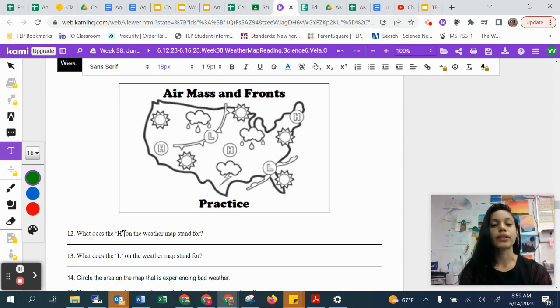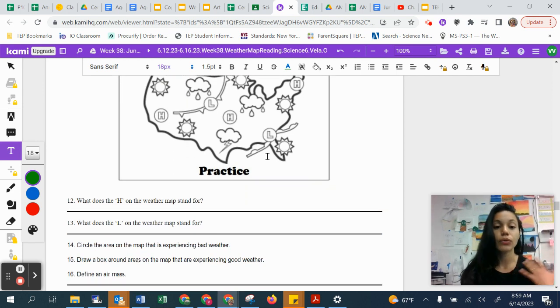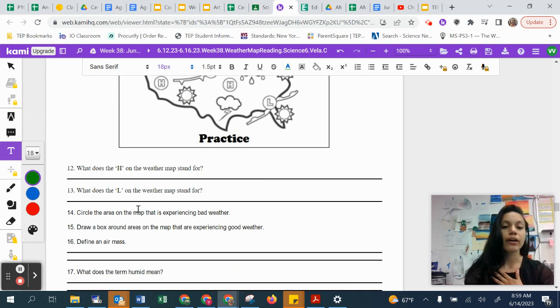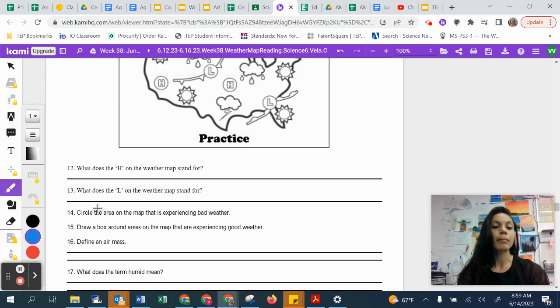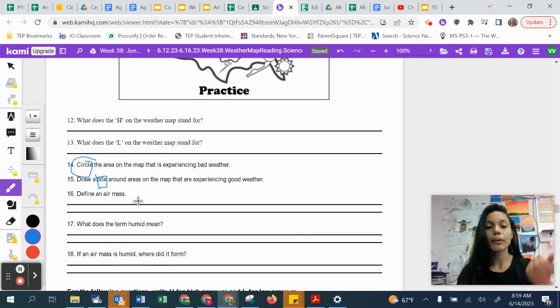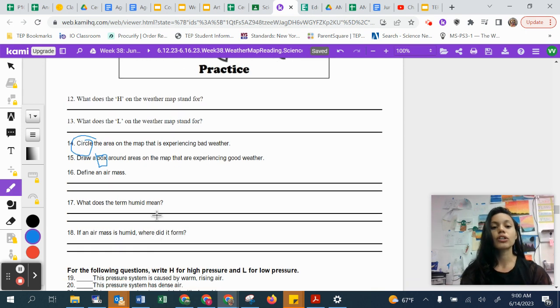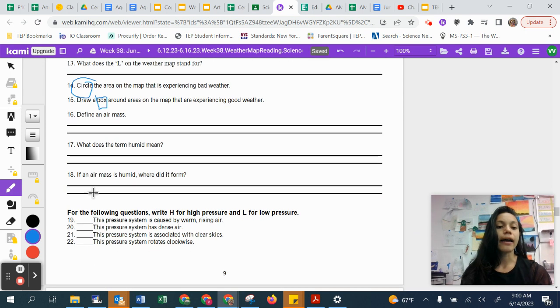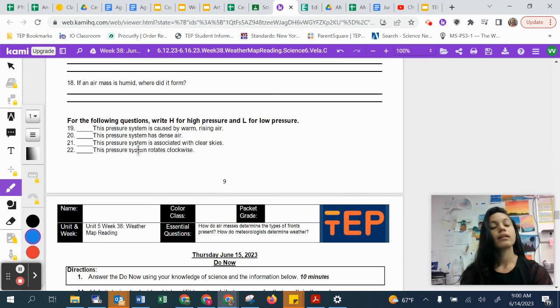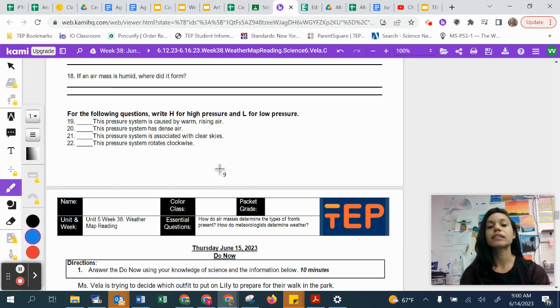It's a review. So the H stands for what? L stands for what? Circle the area on the map that's experiencing bad weather. That means I want you to circle it. Draw a box around the areas in the map that are experiencing good weather. Define air mass. What does the term humidity mean? And 18, if an air mass is humid, where does it come from? Next, you have to put H and L for high or low pressure. And then we'll review these answers together.